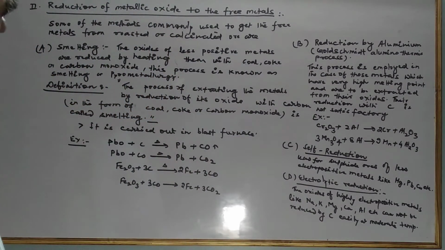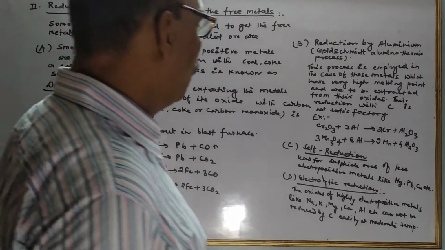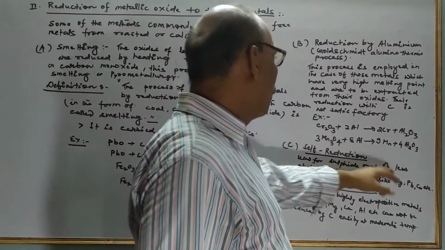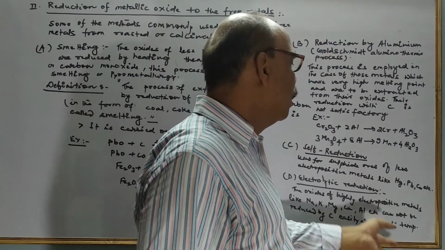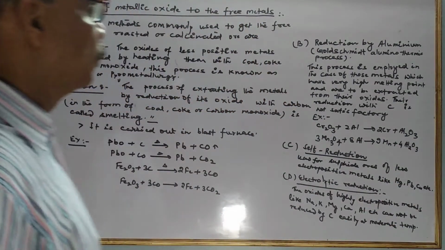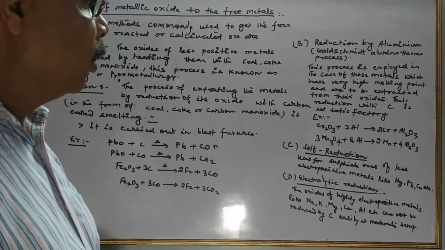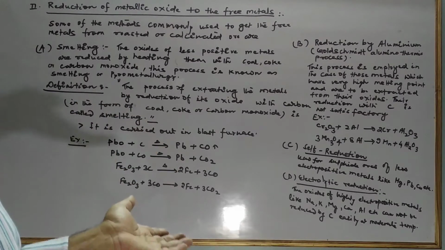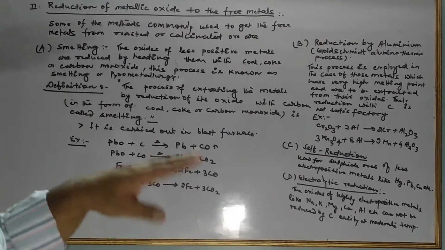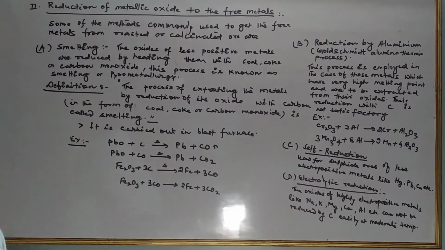Self-reduction. Used for sulfide ore of less electropositive metals like Hg, Pb, and Cu, etc. Sulfide ore on heating in presence of oxygen forms some oxide, and that oxide reacts with the remaining sulfide ore, which undergoes self-reduction to give the crude mercury.